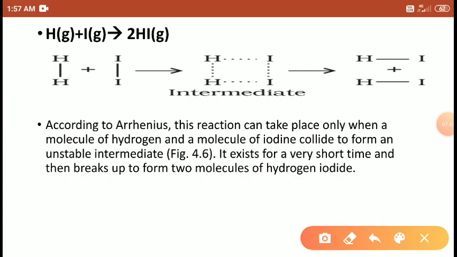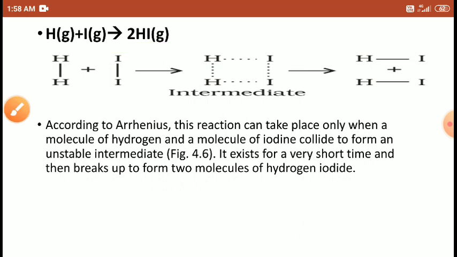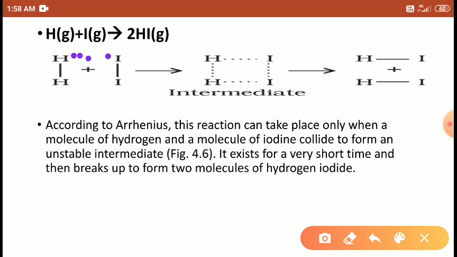So look here, students, one example: hydrogen gas and iodine gas combine to form hydrogen iodide. How does it happen, students? The reaction occurs here. The hydrogen and iodine simply do not react; they must collide properly. The collision is required, and it must be proper. So hydrogen here interacts with iodine, and the collision between hydrogen and iodine is proper.